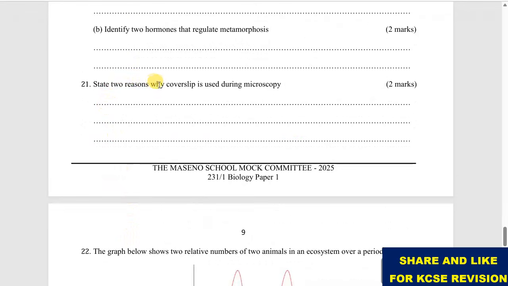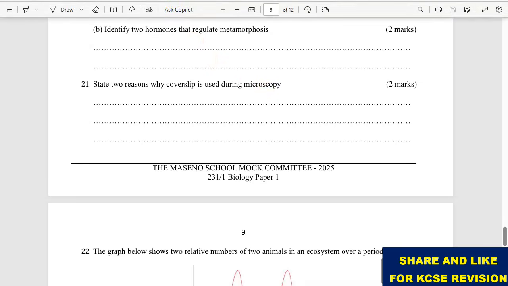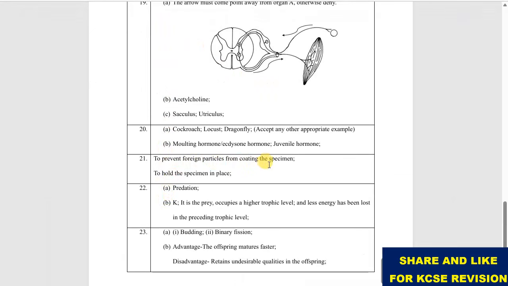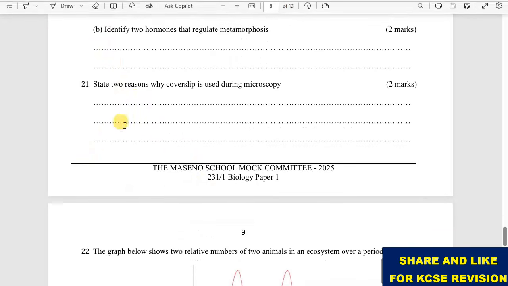State two reasons why a cover slip is used during microscopy. A cover slip is used during microscopy to prevent foreign particles from contaminating the specimen, and to hold the specimen in place.